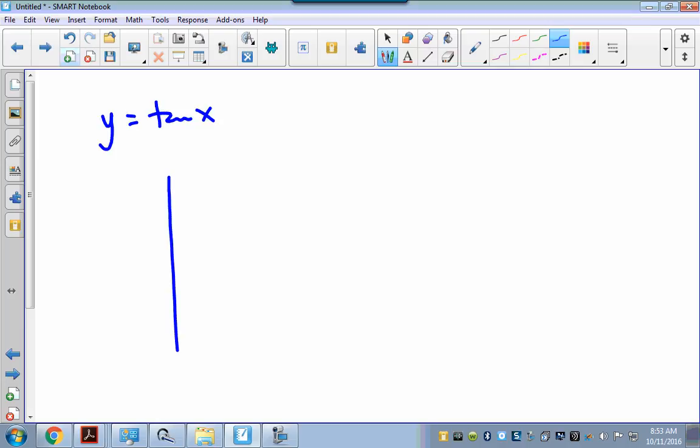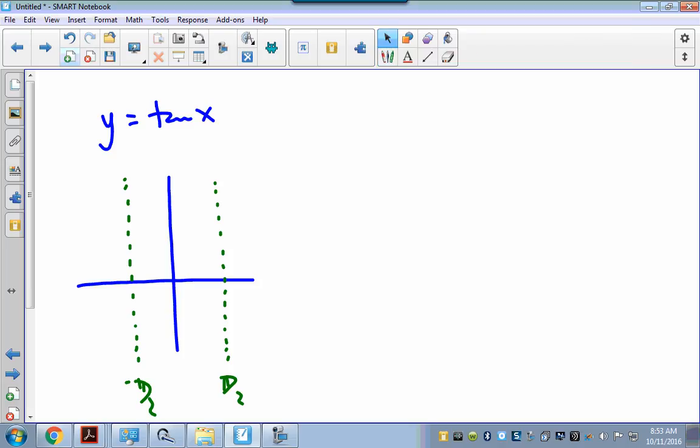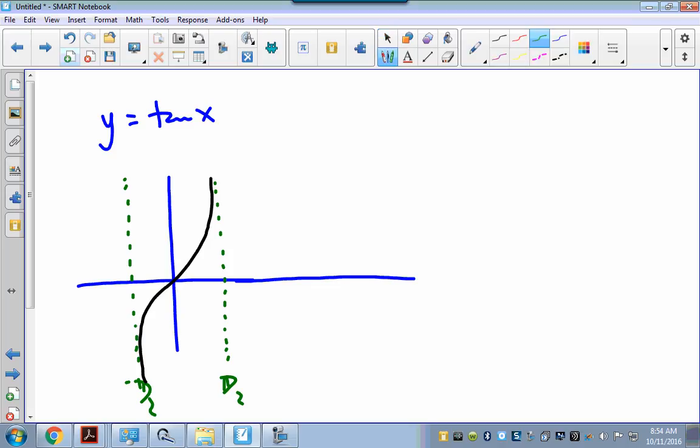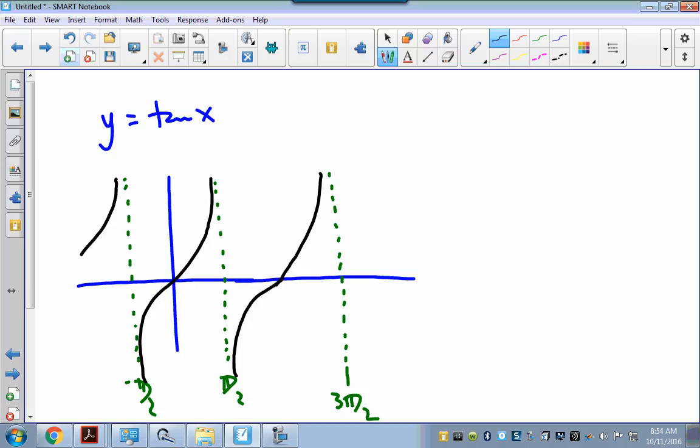Okay, so we know what that looks like. The tangent function has these asymptotes, pi over 2 and negative pi over 2, and the branch looks something like this. It comes up, crosses the origin, and goes like that. And then that is periodic. It repeats, right? Every pi is the period. So there would be another vertical asymptote here at 3 pi over 2 with another branch, looking like this, crossing at pi and then going back up. Okay, so there's your graph of the tangent.